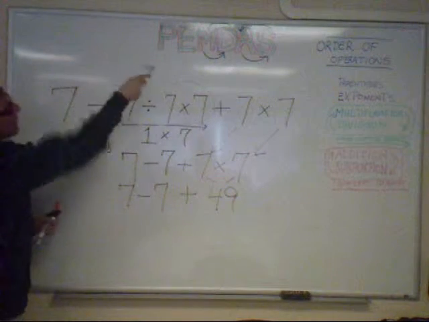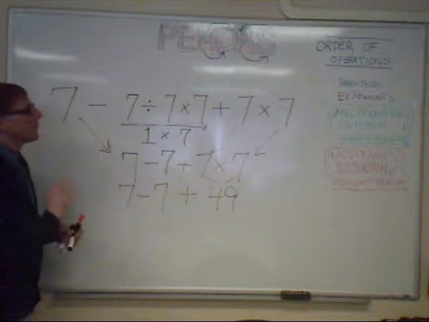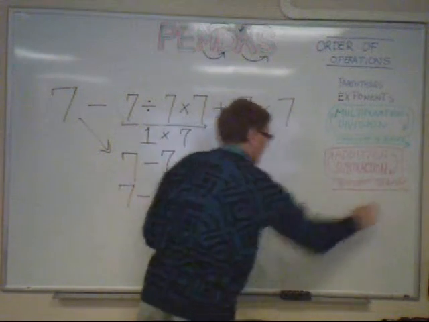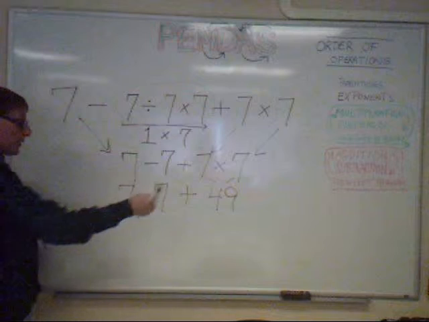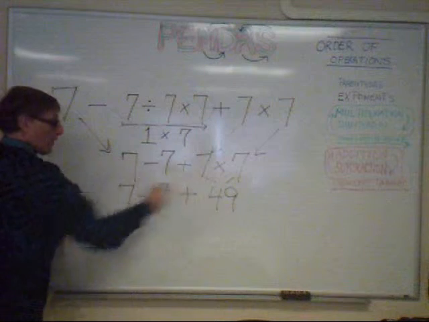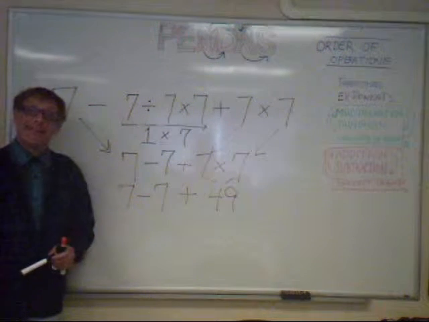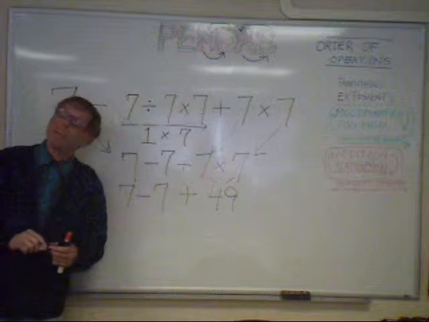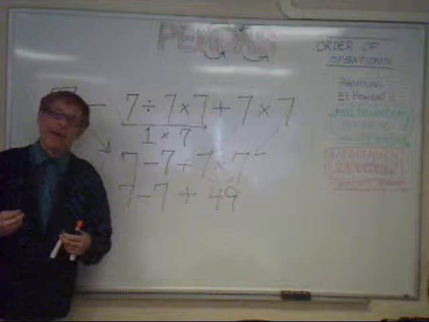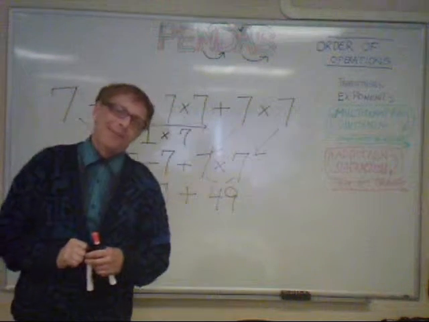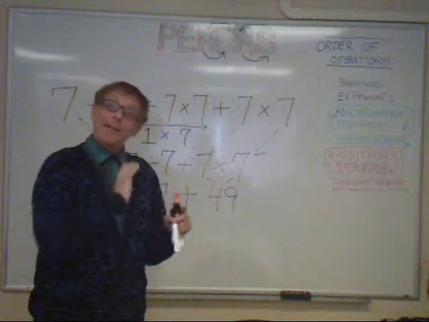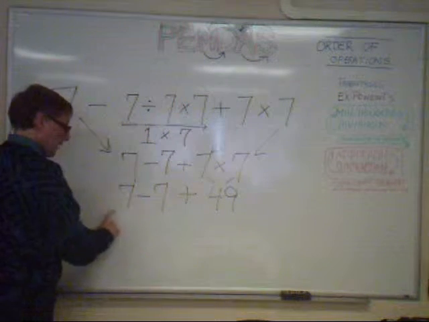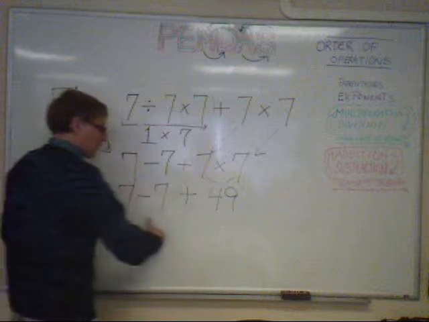And again, if I looked at PEMDAS too closely and I didn't remember that addition and subtraction are equals, I would do the 7 plus 49 first, get 56, and then subtract 56 from 7, which I could do. It would be a negative number, a negative 49, but that would be the wrong answer, because when we're left with addition and subtraction, we do the order of operations from left to right.